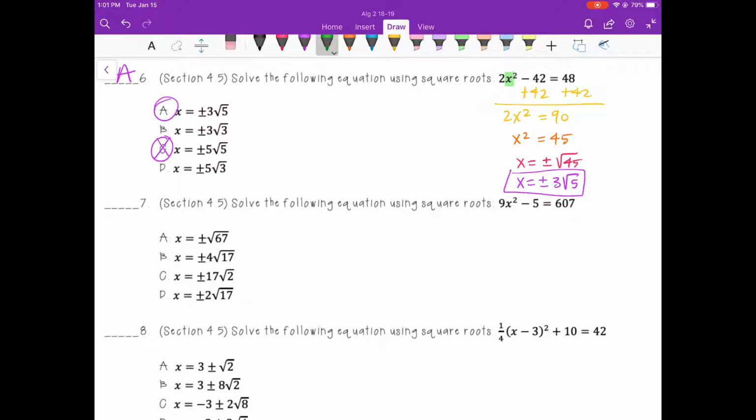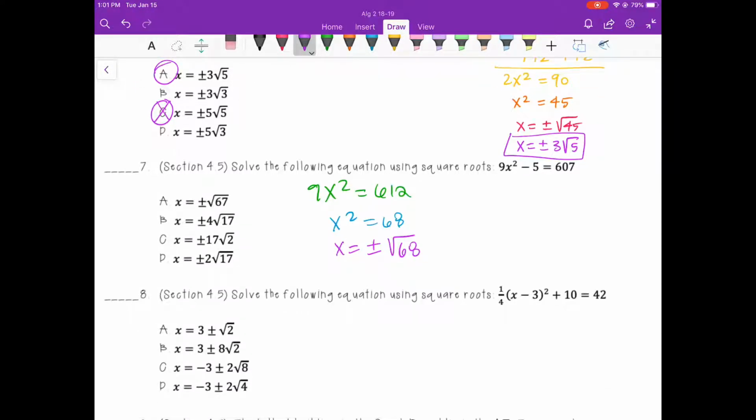So again, we're going to add 5 first to both sides. So I have 9x squared equals 612. Divide both sides by 9. X squared equals 68. I'm going to square root both sides. X equals the plus or minus square root of 68. 68 has a perfect factor of 4. So then x equals plus or minus 2. When you divide out 4, you get 17. So x equals plus or minus 2 root 17, D.